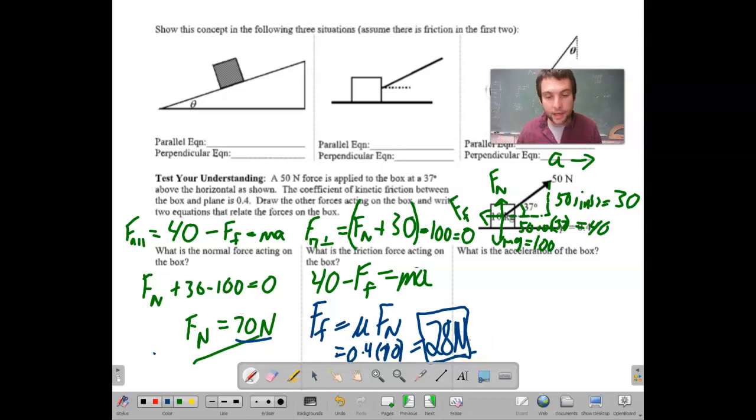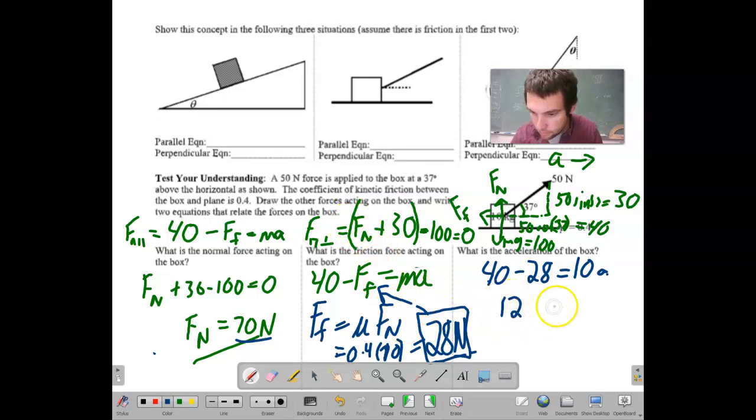Cool, right? Now it's asking what is the acceleration of the box. Now we can use this equation because we have frictional force. We can just pop that in there, and it's going to be 40 minus 28 equals mass times acceleration. So I'll go ahead and rewrite the equation for you, though I don't need to. 40 minus 28 equals mass is 10 times acceleration. 40 minus 28, yeah, 12, divided by 10 equals A. A equals 1.2 meters per second squared.